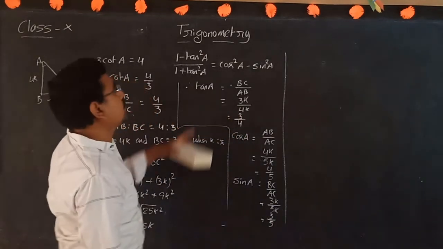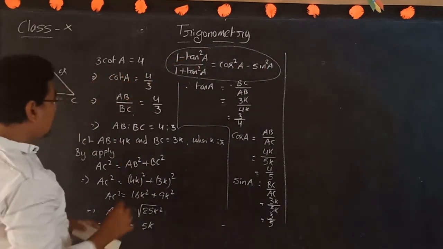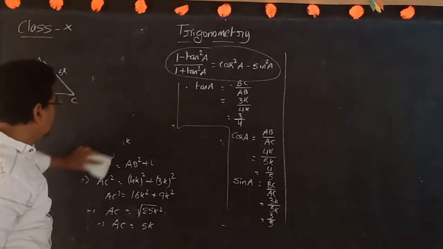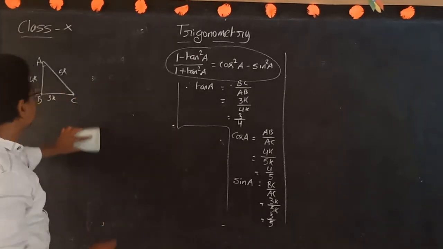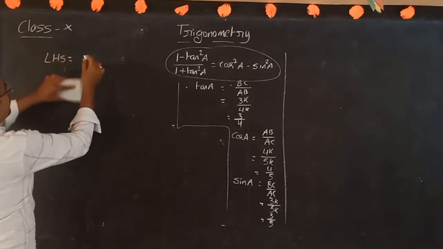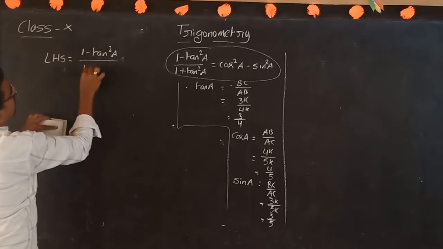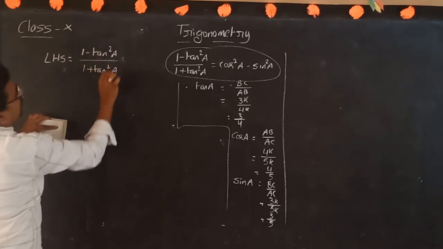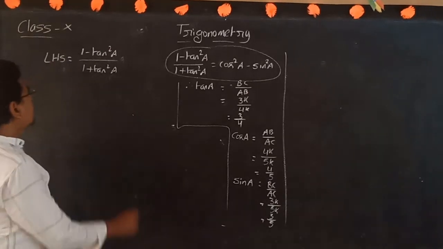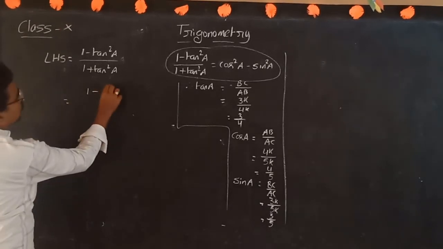Now we should check this condition. We should check the condition. So for this, first I am taking the LHS. What is the LHS here? LHS equals 1 minus tan square A by 1 plus tan square A. In the given problem, LHS is 1 minus tan square A by 1 plus tan square A. Tan A value, how much we got? 3 by 4 we got now.